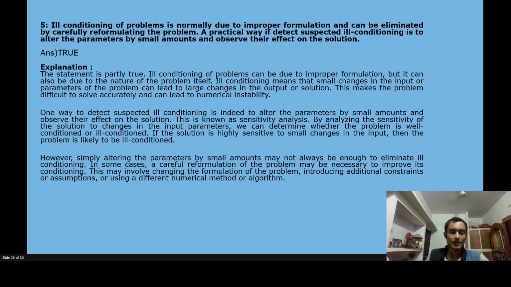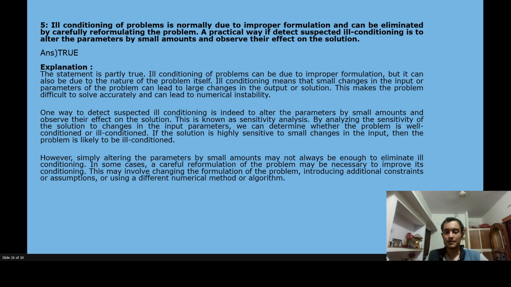Fifth statement: ill conditioning of a problem is normally due to improper formulation and can be eliminated by carefully reformulating the problem. A practical way is, if you detect suspected ill conditioning, alter the parameters by a small amount and observe their effects on the solution. This statement is partially true because ill conditioning of a problem can be due to improper formulation, but it can also be due to the nature of the problem itself.